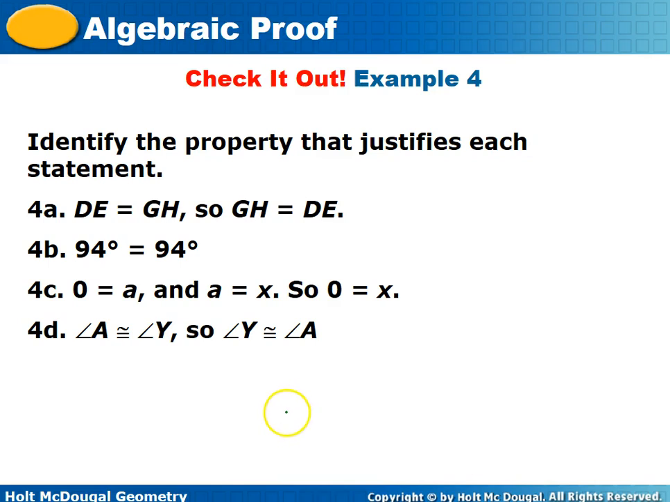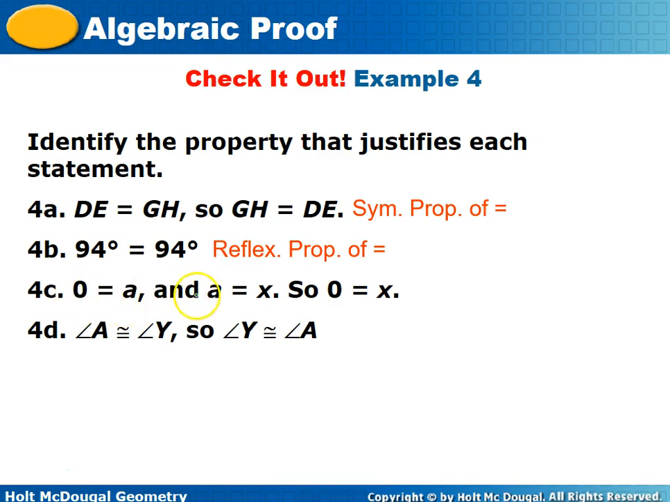Okay, so on this one, we have that DE is equal to GH, and so GH is equal to DE. Again, we have two things here. So this is our symmetric property, and it's equality, again, because of the equal sign there. We have 94 degrees equal to 94 degrees. This is going to be our reflexive property, again, of equality, because there's an equal sign there.